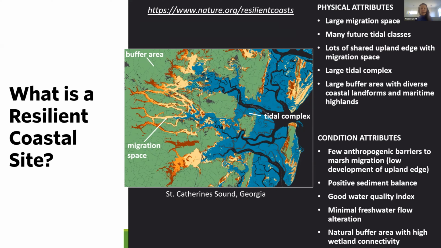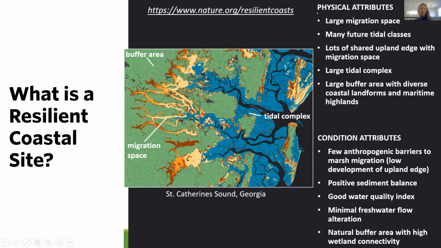facilitate migration. So a marsh hemmed in by rocky cliffs will eventually convert to open water, whereas a marsh that has a lot of low-lying wetlands with ample migration space and supporting conditions will have the potential to move upslope or inland.